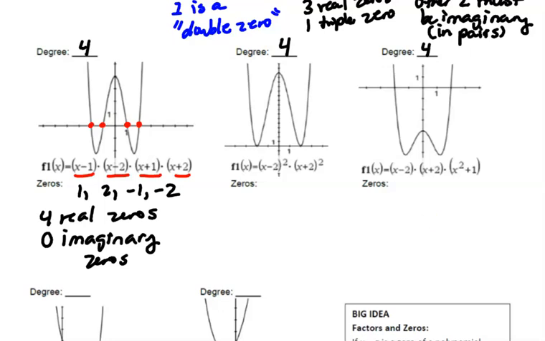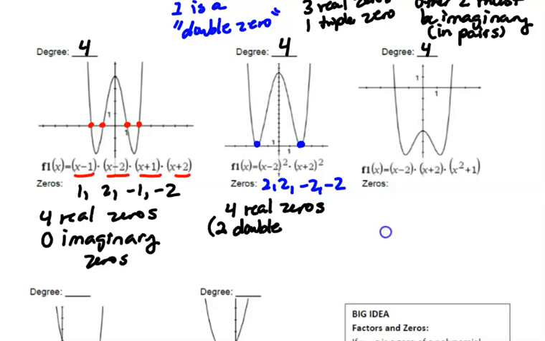Now if we look at the next one, notice we have 2 places where the graph just touches. So that means we have 2 double zeros. We have 2, 2, negative 2, negative 2, based on our factors here that we can see. So once again, we have 4 real zeros. We have 2 double zeros, and then we have 0 imaginary zeros. And remember that the word zero can also be the word root. We can say we have 4 real roots and 0 imaginary roots.